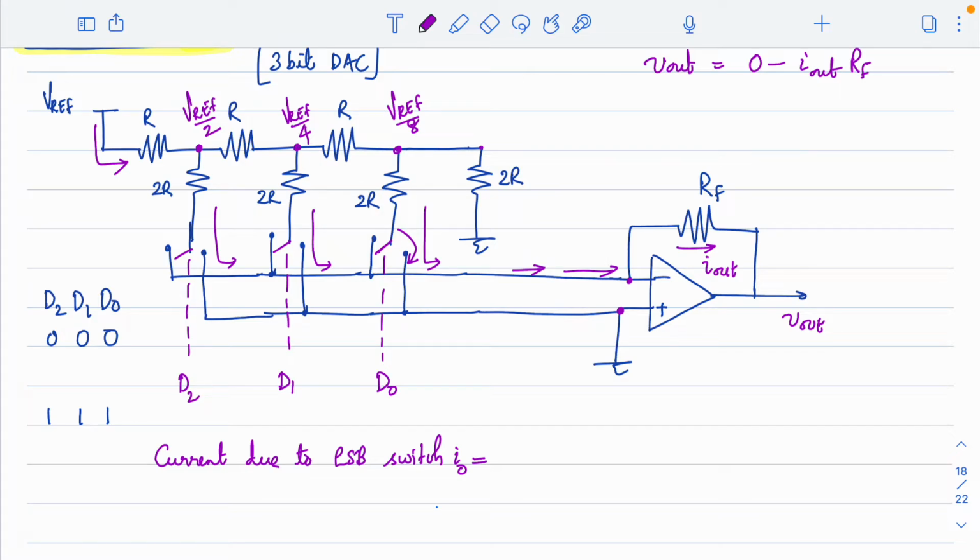All right. Okay. Yeah. So what is the current due to LSB switch I0? When I0 closes, this switch closes, what is the current? Can you tell me what is the current? We know the node voltage here. The node voltage is Vref by 8, that quantity divided by the resistance value. The resistance value is 2R. That will be the current flowing here. So that will be Vref divided by 8 divided by 2R, so I can write it as into 1 by 2R. That will be the current due to the LSB switch.